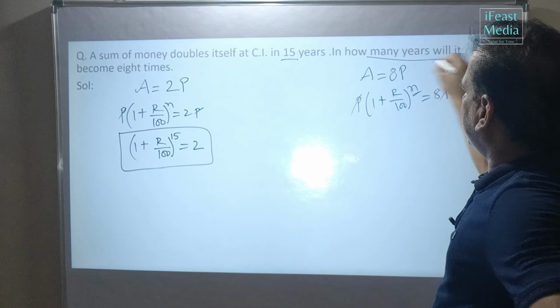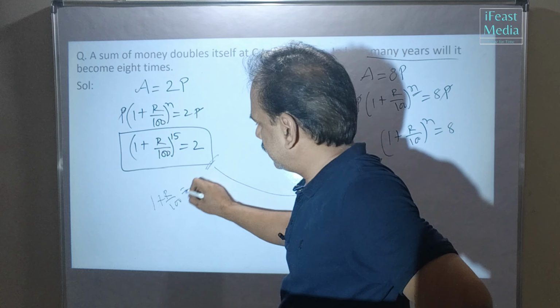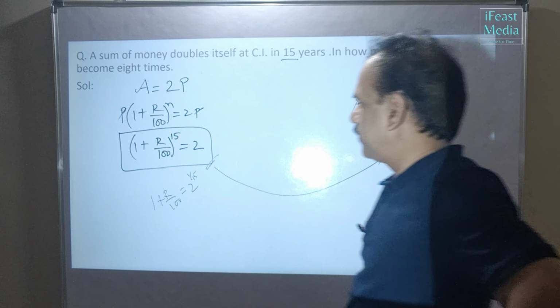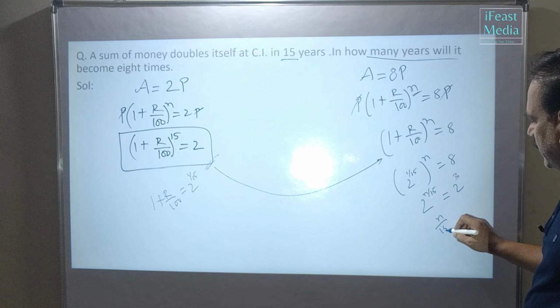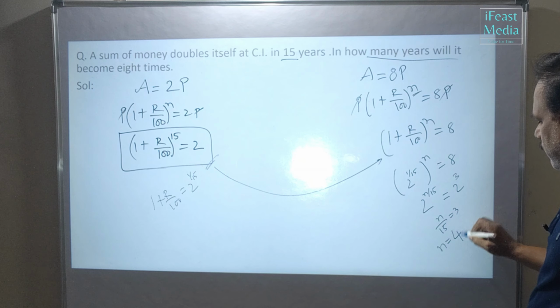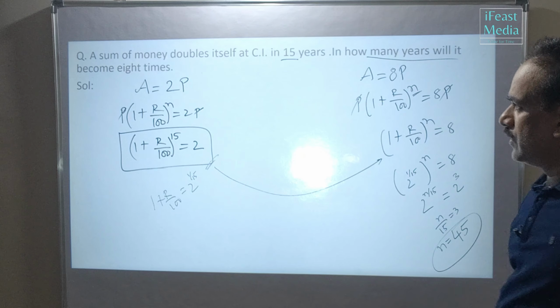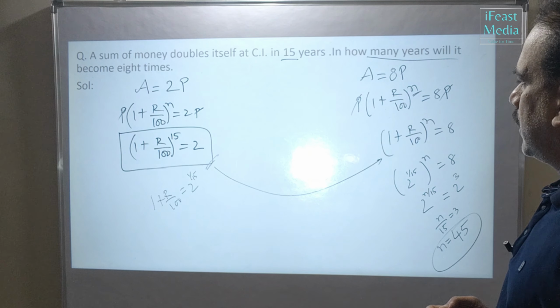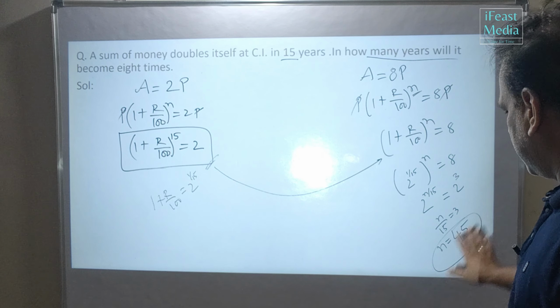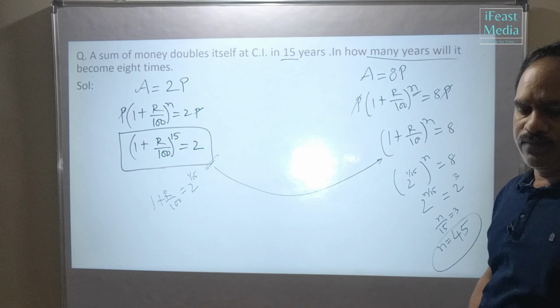How? From this you find 1 plus R by 100. What is 1 plus R by 100 from this? It is 2 power 1 by 15. Now you substitute that here: 2 power 1 by 15 whole power N equal to 8. 2 power N by 15 equal to 2 cube, you can write 8 as 2 cube. So N by 15 is 3, N equal to 45 years. So in 45 years, at the same rate of interest, compounded annually, the principal will become 8 times.